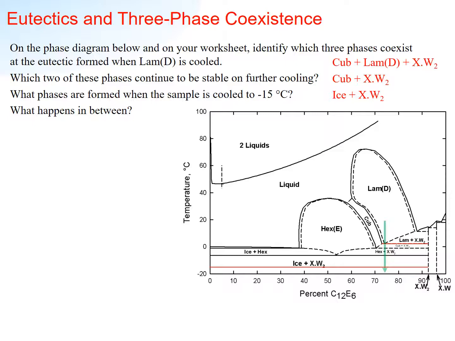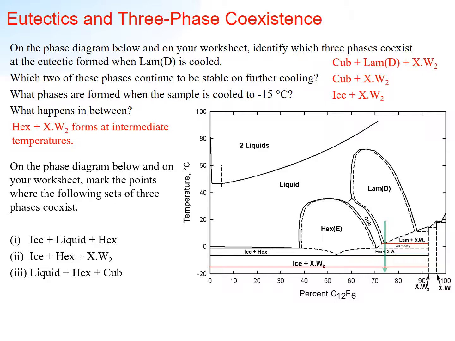What happens at intermediate temperatures? Well, there's a range of intermediate temperatures at which the hexagonal phase and the dihydrate coexist. So we'll see that second type of two-phase coexistence occurring again at intermediate temperatures.